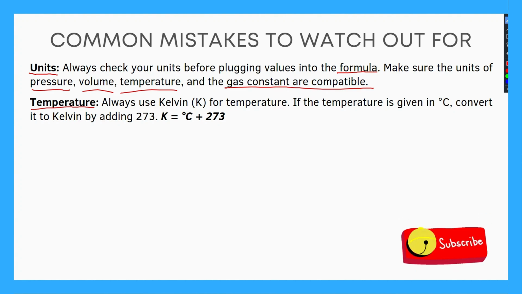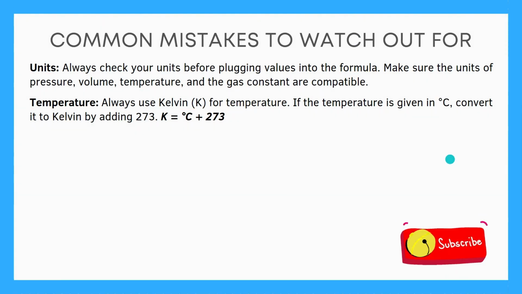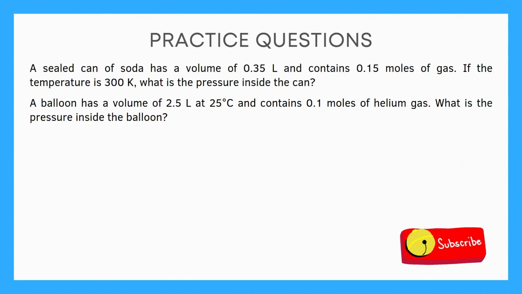The next is about temperature. You have to always make sure that Kelvin is the unit that is used for measuring temperature. If the temperature is given in degrees Celsius, for instance, you are to convert it into Kelvin by adding 273.